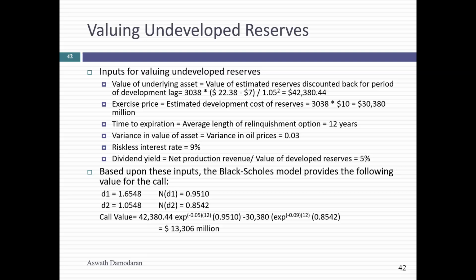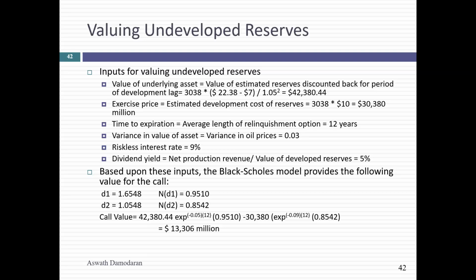So if I develop the reserves today with a 2-year lag, the value of the oil is 42.38 billion. The cost I'll have to invest upfront to do this is 30.38. So I take 42.38 minus 30.38. I get a discounted cash flow valuation of these reserves. That discounted cash flow valuation is $12 billion. And that's where we'd stop with DCF, right? Let's see what optionality does for us here.